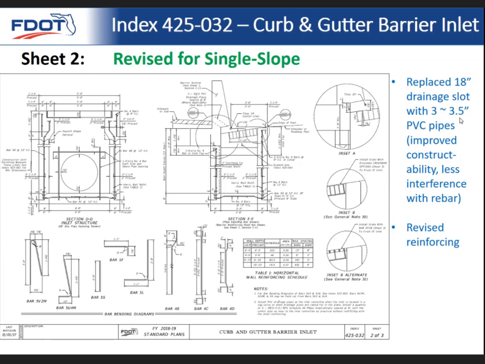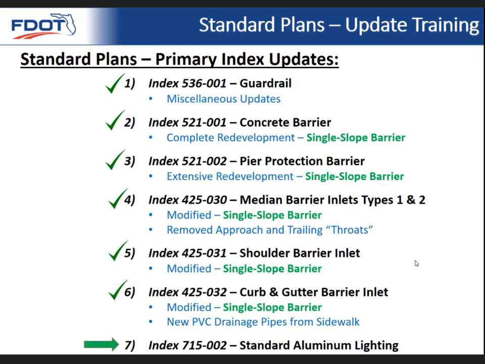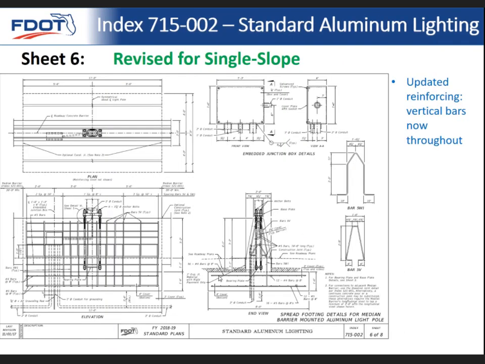And so we now are using the PVC pipes, and that also was approved by the state drainage engineer. And then last but not least, single slope barriers, how that affects the aluminum lighting standards. So you can see we updated a single slope throughout.